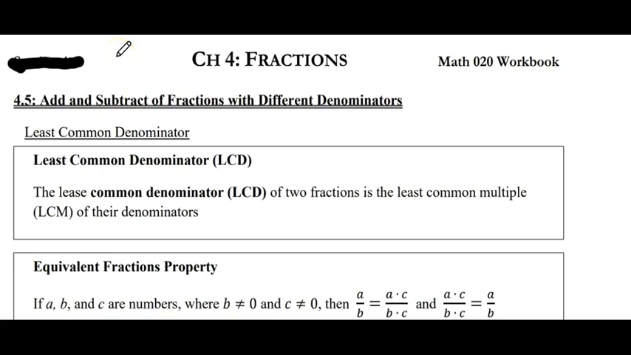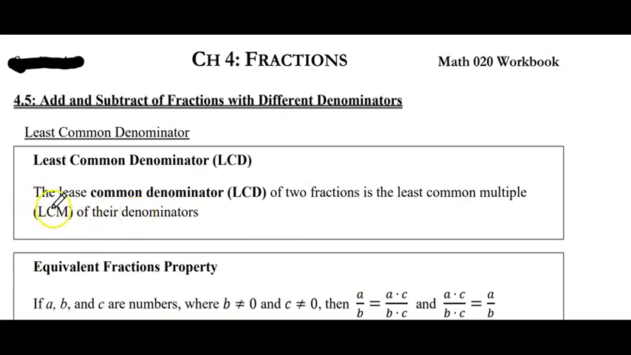Our first objective is to get an understanding of the least common denominator. When your fractions have different denominators, we cannot straightforwardly add or subtract them. We need to create a common denominator between those fractions, and that denominator should be the smallest denominator possible between those 2 or 3 fractions, however many you're adding or subtracting. The definition of the least common denominator of two fractions is the least common multiple of their denominators.